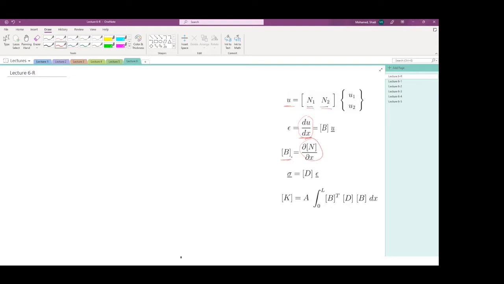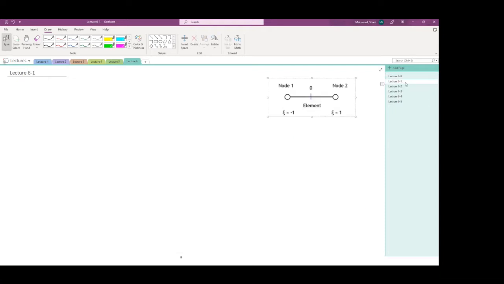We said this is a very famous matrix, so we give it a name. And then we take this B matrix, multiply it with the transpose of the B matrix, and we find the stiffness matrix. So these steps would remain the same. We are now going to find how to link it to this extra process. So I'm going to just start here.